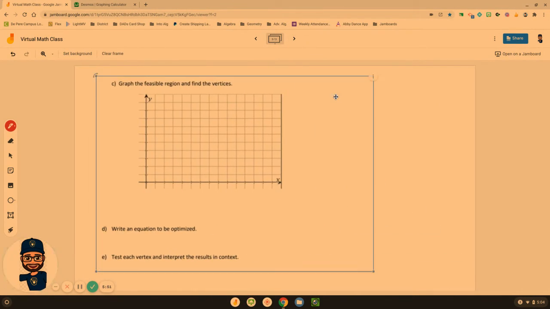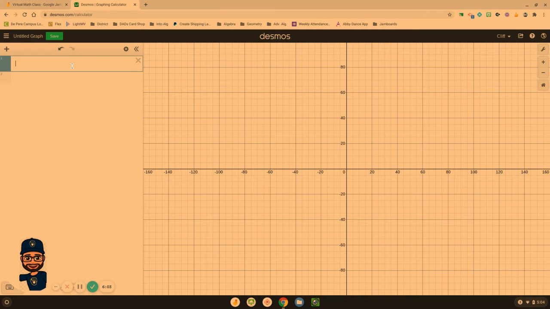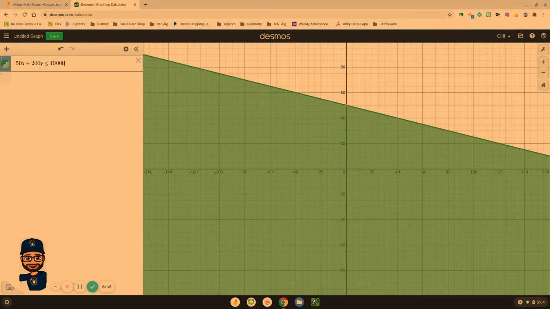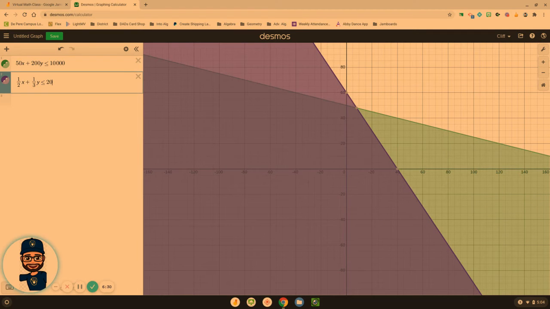Next step in linear programming is to graph those, to try and graph those so that we can identify that feasible region. I'm going to take that information and plug it into Desmos. So my first equation was 50 times every necklace plus 200 times every bracelet had to be less than or equal to 10,000 grams. The next equation was 1/2 times every necklace plus 1/3 times every bracelet had to be less than or equal to the 20 hours that we were working.